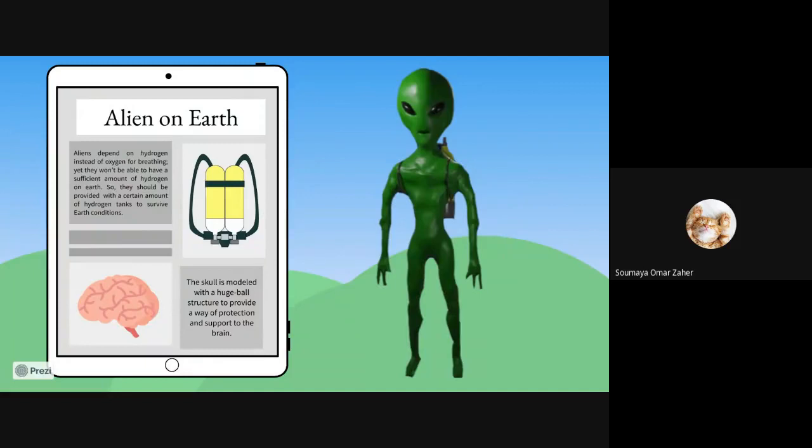On the other hand, aliens depend on hydrogen instead of oxygen for breathing, because the percentage of oxygen in space is lower than hydrogen. Yet they won't be able to have a sufficient amount of hydrogen on Earth, so they should be provided with a certain amount of hydrogen tanks to survive on Earth conditions. The skull is modeled with a huge ball structure to provide protection and support to the brain.